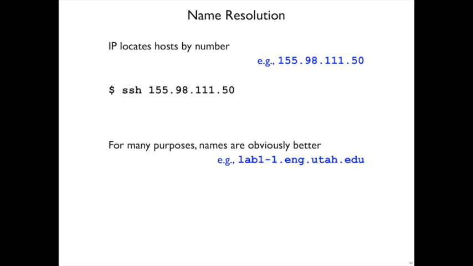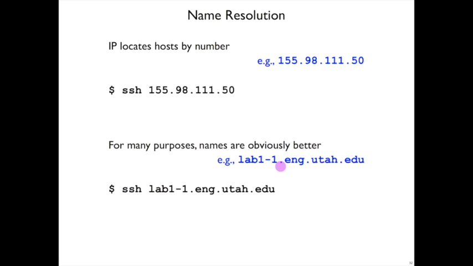So we would often like to use names like that, which are easier to remember and type, and also so that the actual machine that goes with a particular name can be changed out. And so that's why we would normally SSH with the name. So this name has to be mapped to this number somehow.